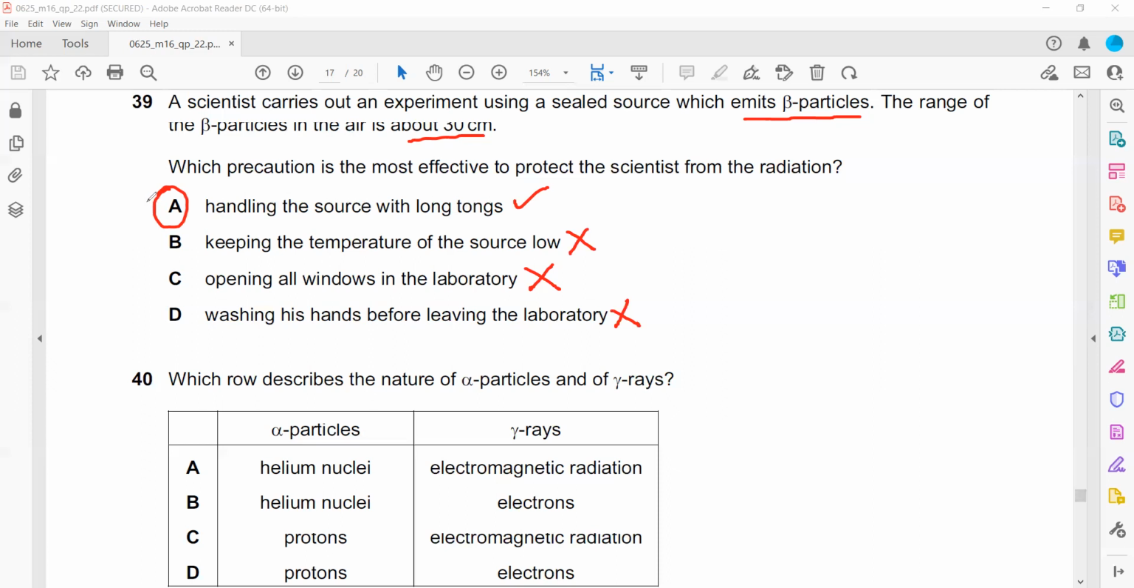So A is the right answer, that exposure will be minimized, like using long tongs. So it will reduce the chance that a person will be affected by the radiation. In question 40, which would describe the nature of alpha? Alpha particles are 2 protons and 2 neutrons, which we also call helium nuclei, and gamma is electromagnetic radiation. So A is the right answer.